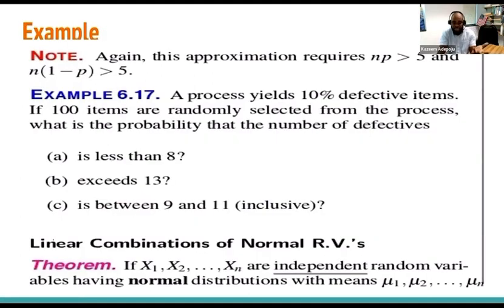I think I put some examples here that you can work out. This is where I'm going to stop. Tomorrow I'm going to continue from the linear combinations of a normal random variable.